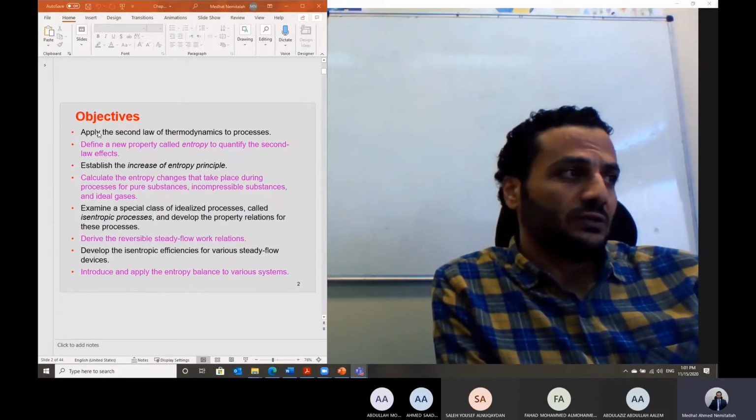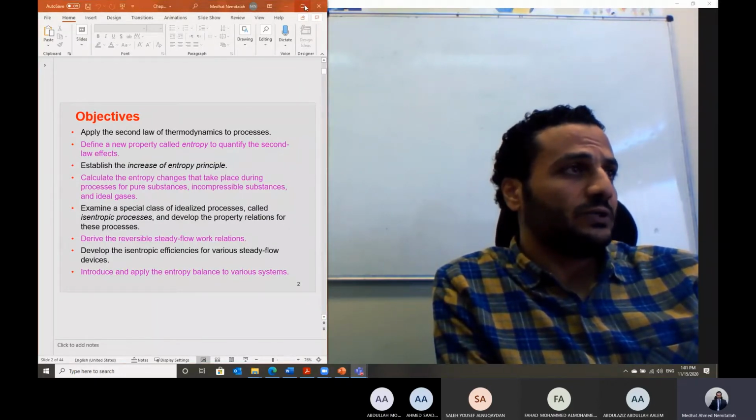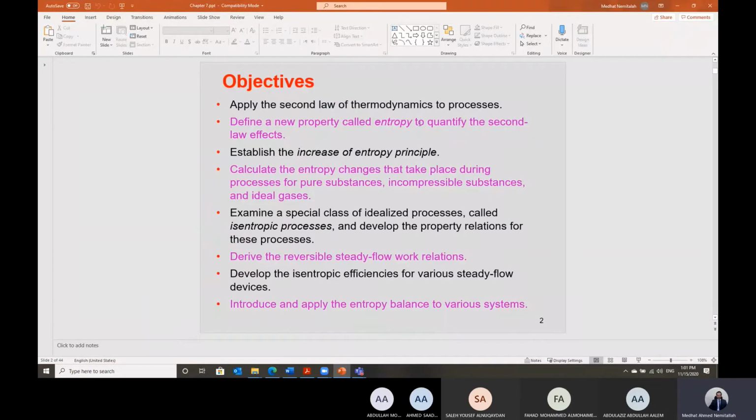So the objective, inshallah, of this chapter will be to apply the second law of thermodynamics for a process and relate this second law of thermodynamics to the property which is called entropy. How we can relate or express the second law of thermodynamics in terms of entropy through what is called the concept of entropy increase.